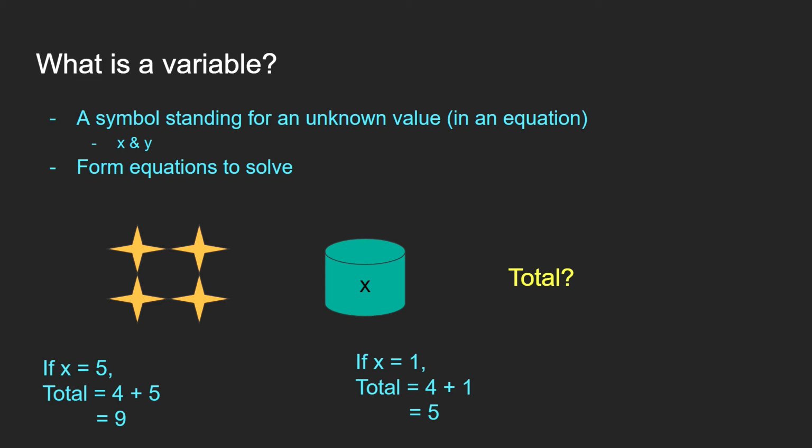But what if x equals 1? So in total we only have 4 plus 1, 5 stars altogether, with only 1 star in the jar. So this is the essence of what a variable means.